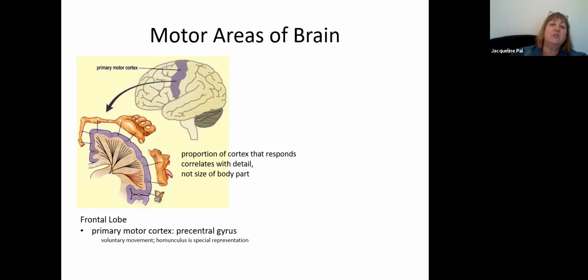So it has nothing to do with the size of your body. For instance, the thigh is quite large, but it doesn't do a whole lot except kick out with big muscles, so it doesn't need great representation. On the other hand, fingers, eyeballs, cheek, tongue, and lips have a lot of small movements. So they have great representation in the brain, and this has been mapped out as some little guy called a homunculus. So the proportion correlates with detail, not with body part size.